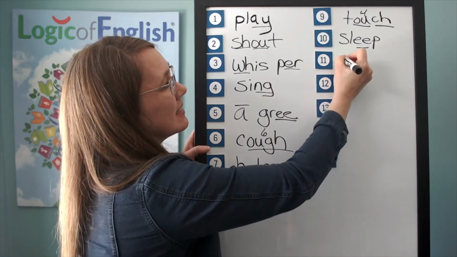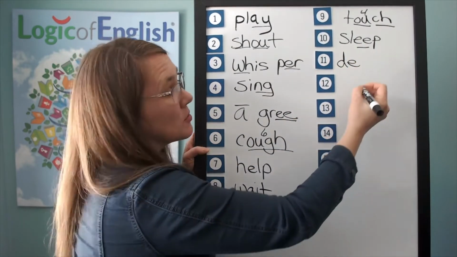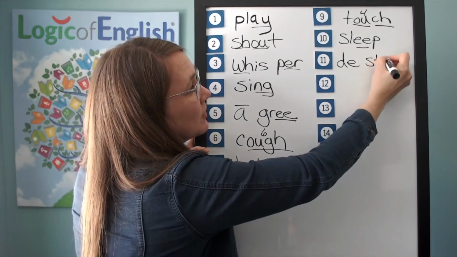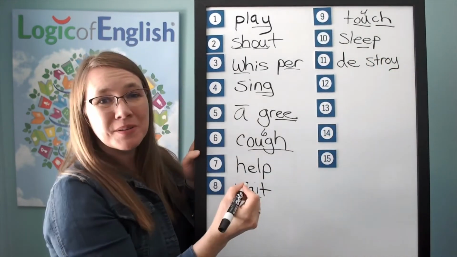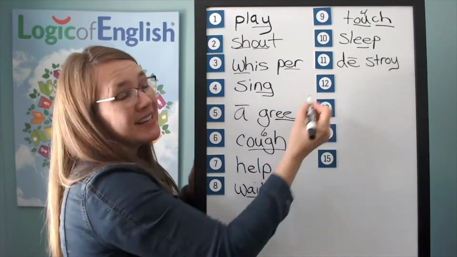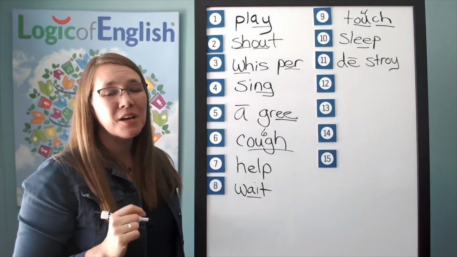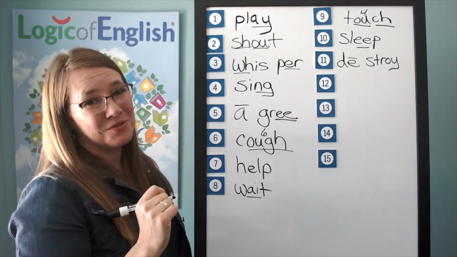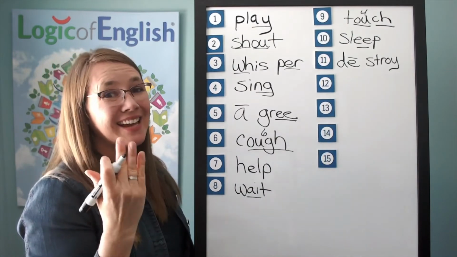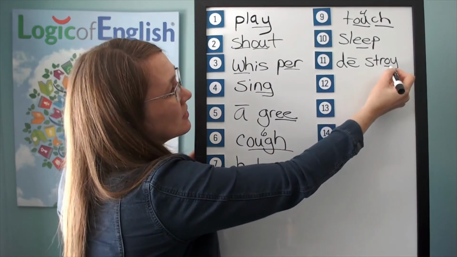The first syllable is D, D-E. Second syllable is stroy. S-t-er-oy. And how will we mark it? Put a line over the E. Why did it say its long sound? A, E, O, U usually say their long sounds at the end of the syllable. And we'll underline the oi.